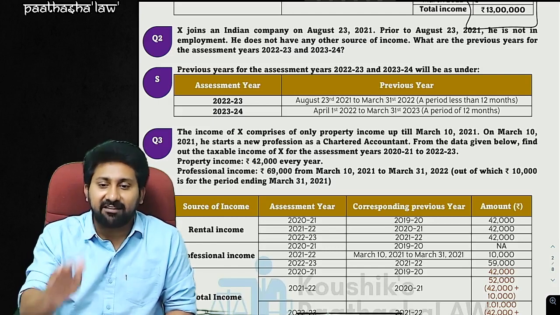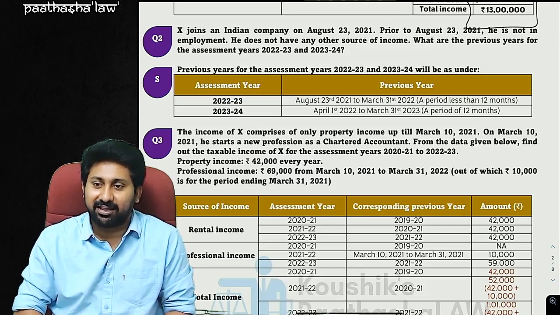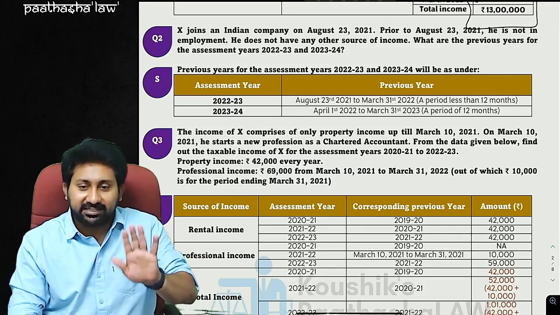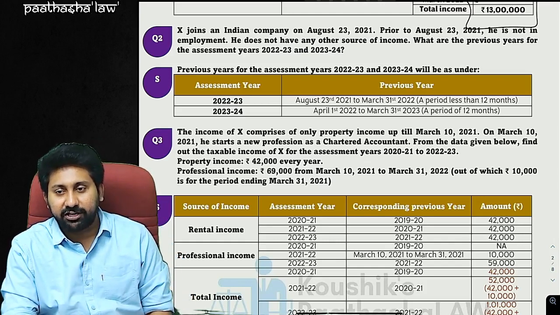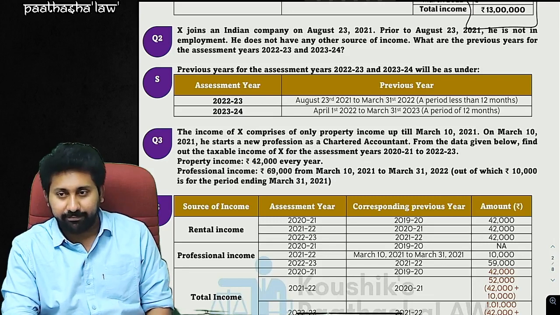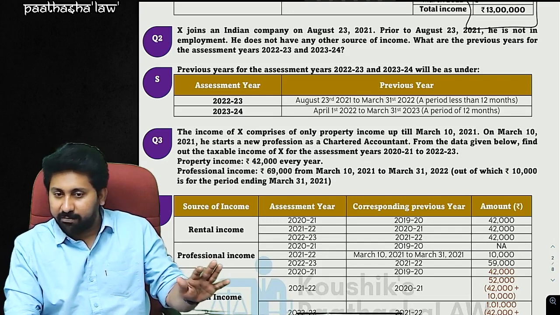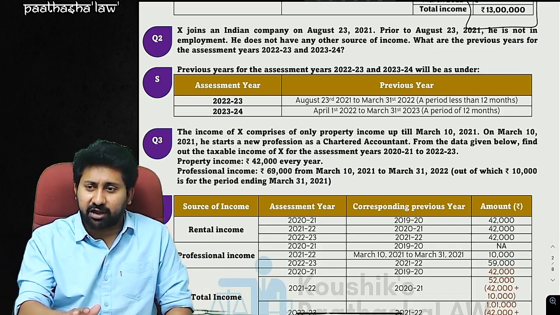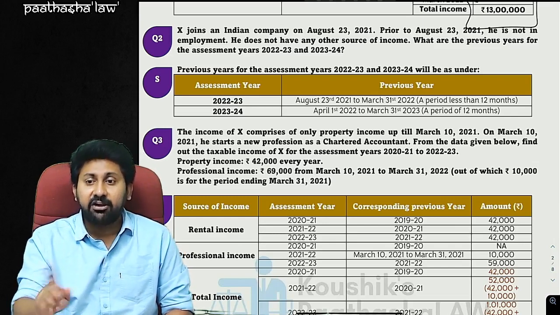This question is a self-made illustration I made. Why? August 23rd is my birthday, so I have taken that and explained there. Let's say, for example, X joins an Indian company on August 23rd, 2021. Prior to August 23rd, 2021, he is not in employment. He does not have any other source of income. What are the previous years for the assessment year 22-23 and 23-24?